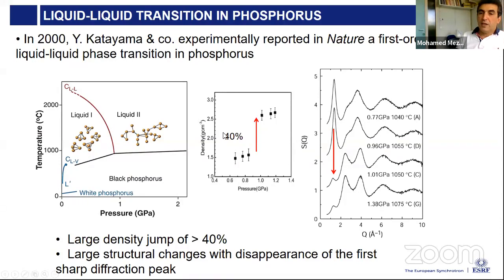It's 40%, to give you an idea. Silicon is considered a material with a very large volume change when it goes through the semiconductor to metal transition, and it has only 15%. So this is an amazingly large value here. And this is also associated with a very large change in the structure factor when we go from the P4 molecules to this polymeric state here.